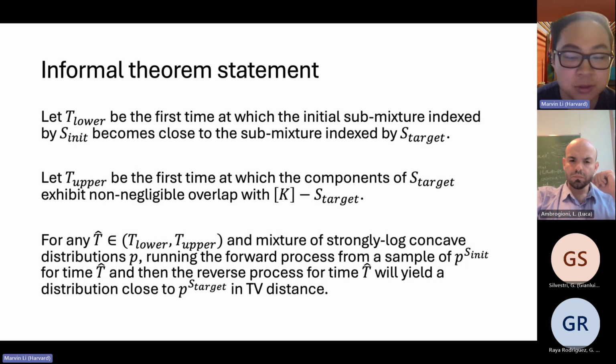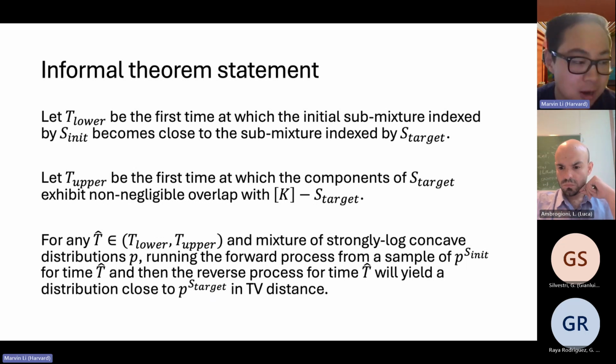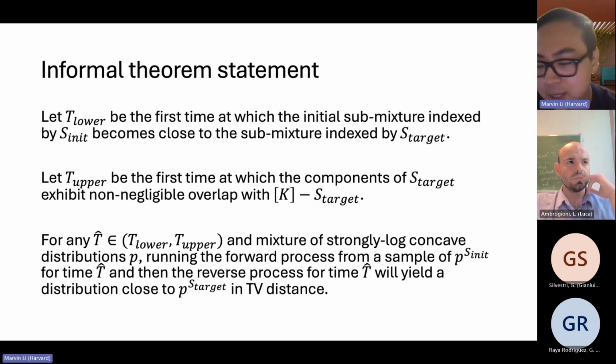Now, strongly log concave distributions are just distributions where if you take the log of the PDF, they're concave. This might seem like a strong assumption at first, but it turns out that this is resolved in a very small part of a lemma, and that lemma is actually much stronger than what we need. So it's not that important.